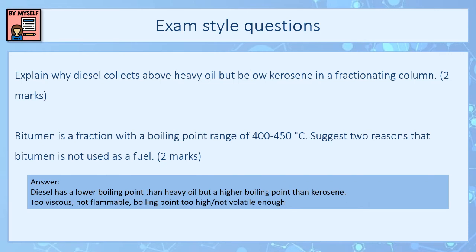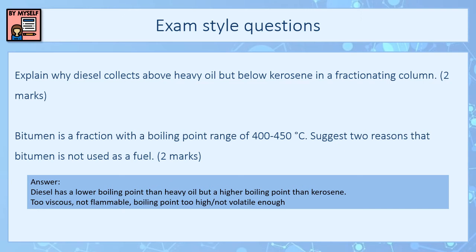So for this question, you've not been given any data about diesel, heavy oil or kerosene, but they've told you enough in the question for you to be able to answer it. They've asked you to explain why diesel collects above heavy oil but below kerosene in the fractionating column. That tells you that diesel must have a lower boiling point than the heavy oil if it collects above it, but a higher boiling point than the kerosene, because the column is colder at the top and hotter at the bottom.